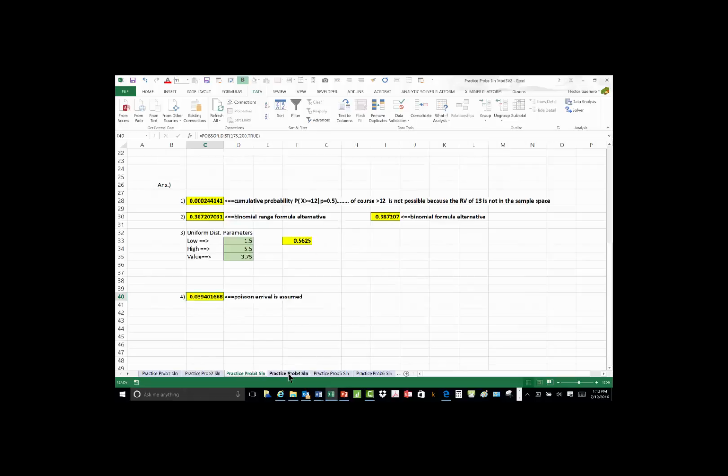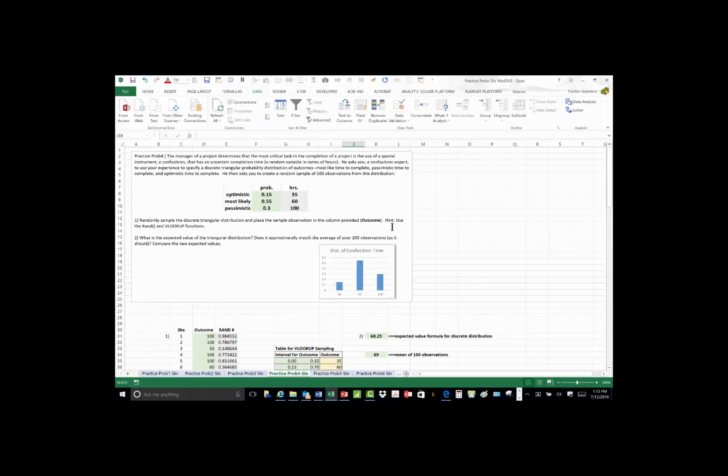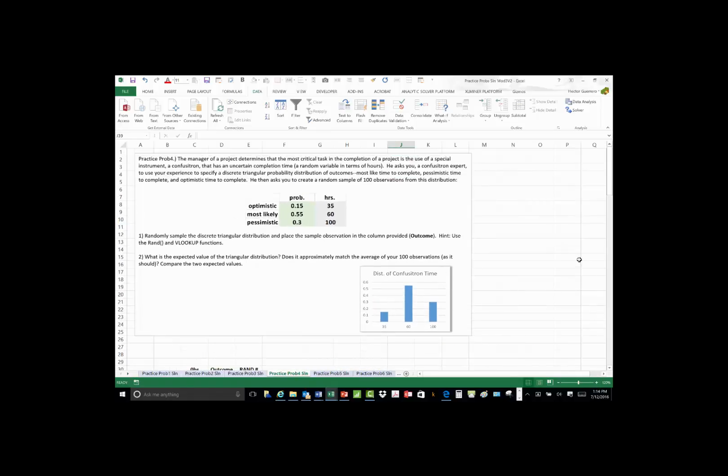All right, let's take a look at problem 4 now. In problem 4, what we've got is a potential outcome for the amount of time required to complete an uncertain task, this installation of this instrument called a confusatron. What we're trying to do is get an idea of what the average of all the possible outcomes and their associated probabilities is going to be. So in the first exercise, we create this distribution and say, all right, let's randomly select 100 values from this distribution, a distribution where there's a 15% chance of 35, a 55% chance of 60 hours, and a 30% chance of 100. And let's look at that data.